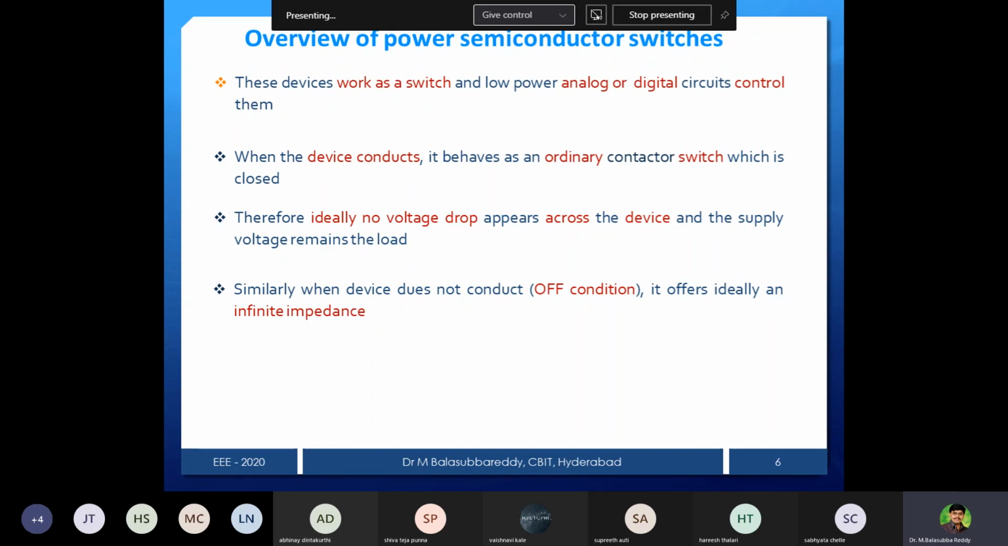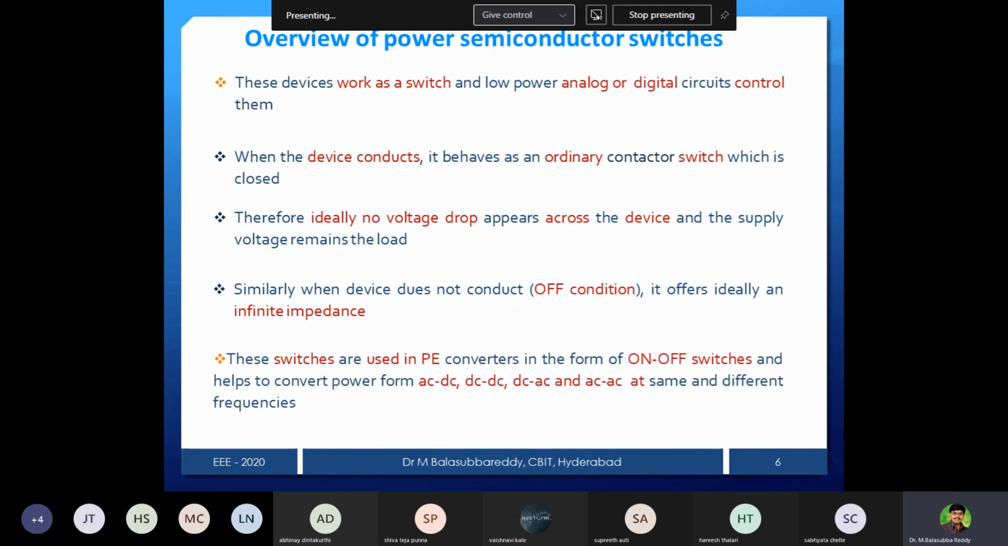When the device is on, there will be a very minimum voltage drop. In the ideal case, the device is on, meaning the switch is closed, and the voltage drop across it will be negligible. Similarly, when the device is in the off state, it won't allow any current to pass through. That's why we call it infinite impedance.